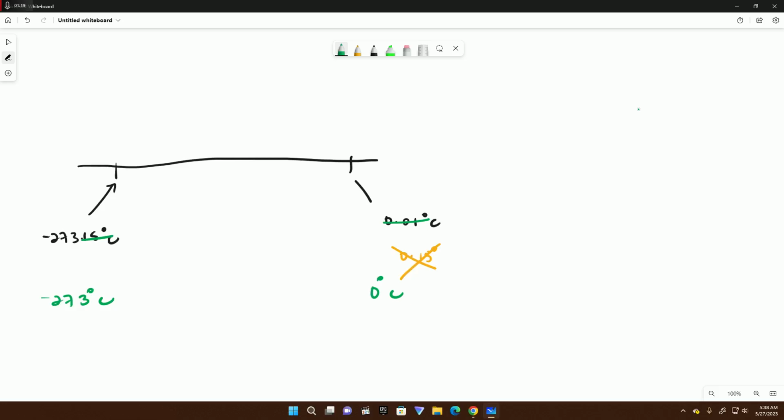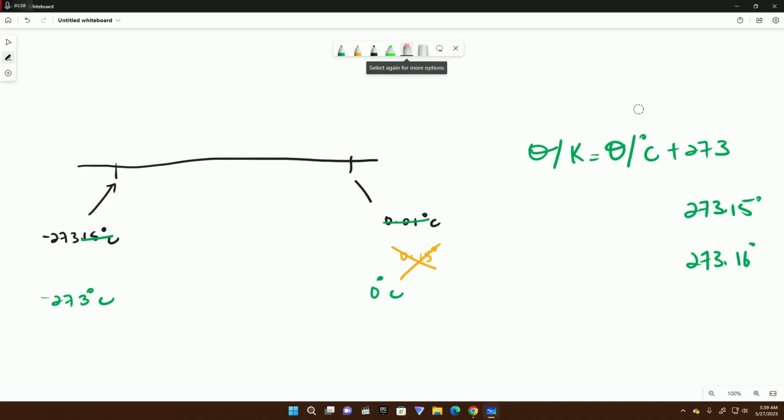So the 0.15 and the 0.16, the 0.5 and the 0.01, they don't consider that. That is why the equation relating temperature in Kelvin to temperature in degrees Celsius, they simply just add 273. Some books you would see 273.15 or 273.16. So I just had to make that correction clear.